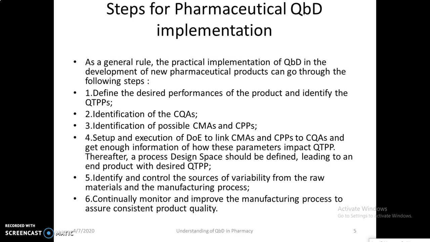What is QTPP? Quality target. What is your target? Then you are going to achieve that target, so you have to work to get that target. That's why it is called a predefined approach. QBD is always a predefined approach, so you have to use a systematic approach.